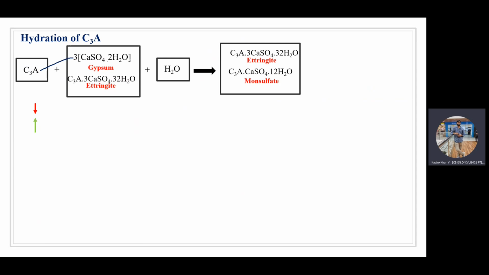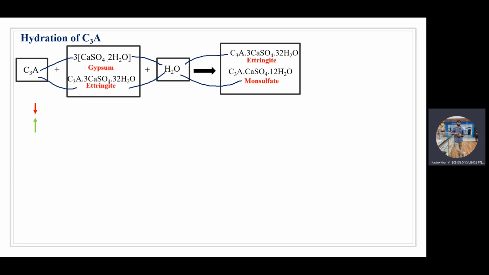Okay, it is going to react with the gypsum in the presence of water, and then a product will get formed that is called ettringite. Once the ettringite formation has taken place, ettringite will go and react with the C3A in the next phase, in the presence of water. And when ettringite reacts with the C3A compound, we are going to get a product which is called monosulfate.